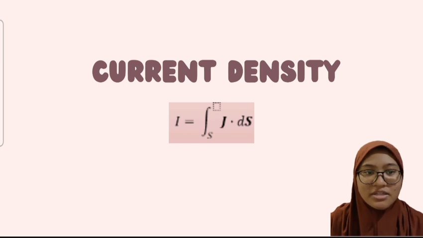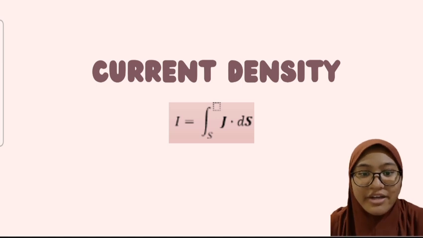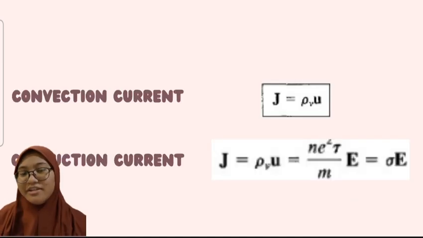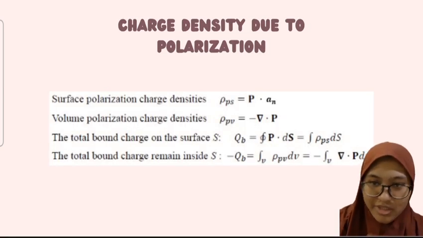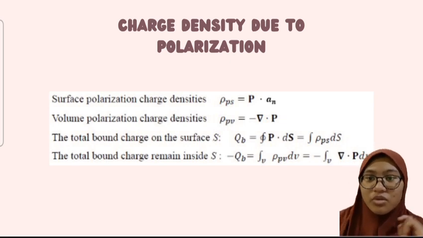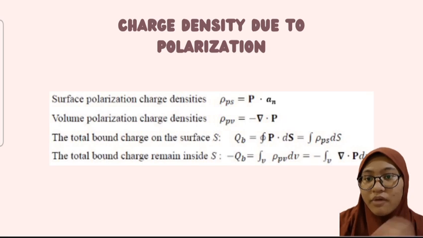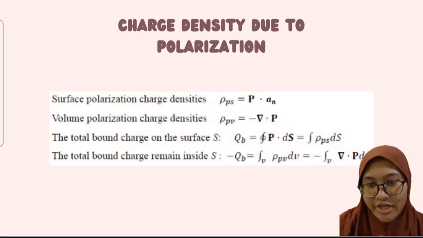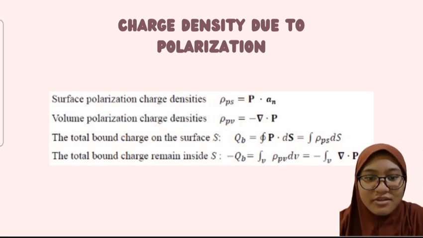In current density, there are three different kinds: convection current density, conduction current density, and displacement current density. For convection and conduction current density, we have formulas which are about the same. Next, due to dielectrics, which are polarized, we have charge density due to the polarization. For the first one, we have surface and volume, and then we have total charge bound on the surface, and also total charge inside the surface.